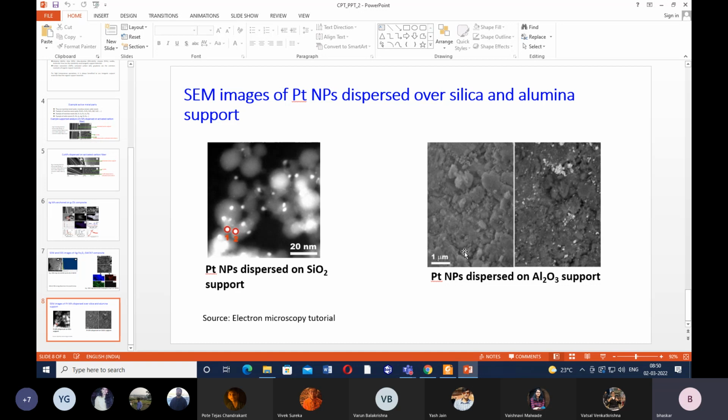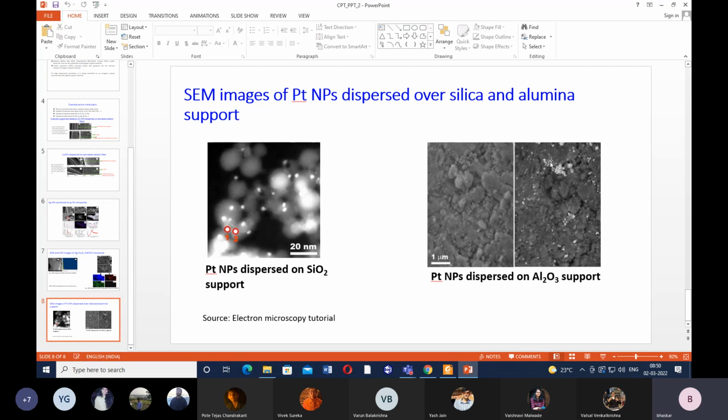But suppose I have a dispersion of platinum nanoparticles on the surface of the alumina support. How would the morphology look now? This is how it will look. You can see the support, and on top of this support we can see white shiny particles, isn't it? These two images are different, right? Here also the background remains the same.